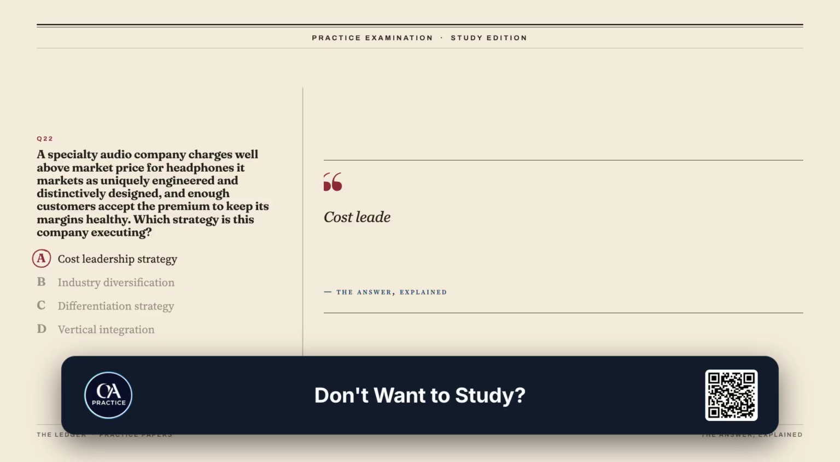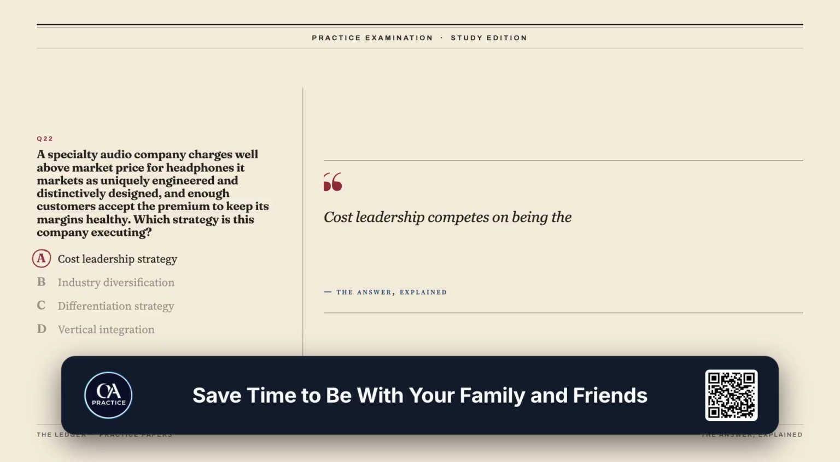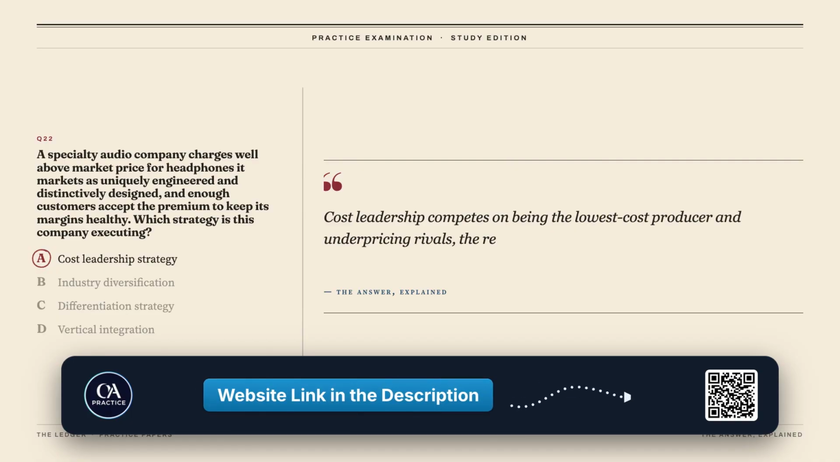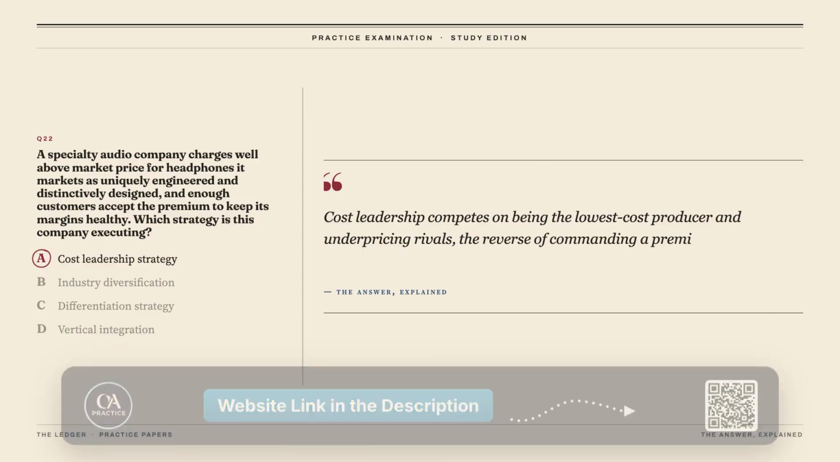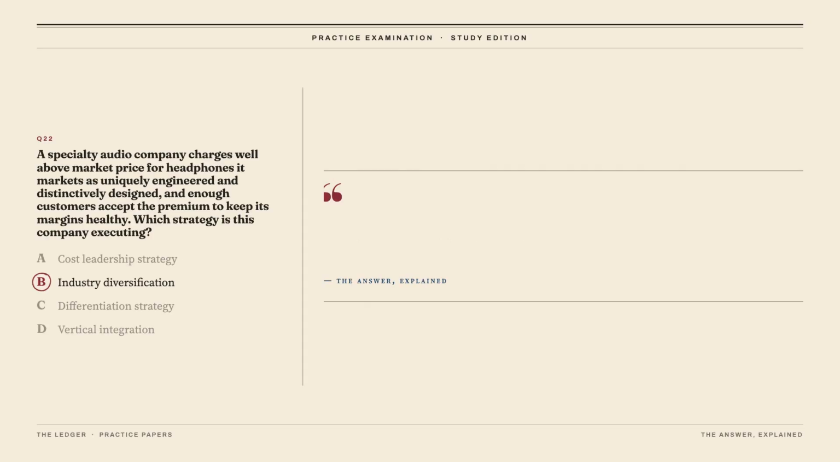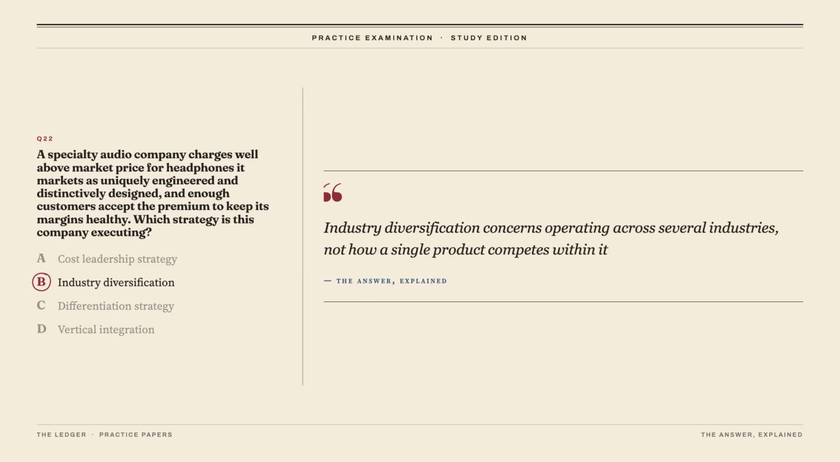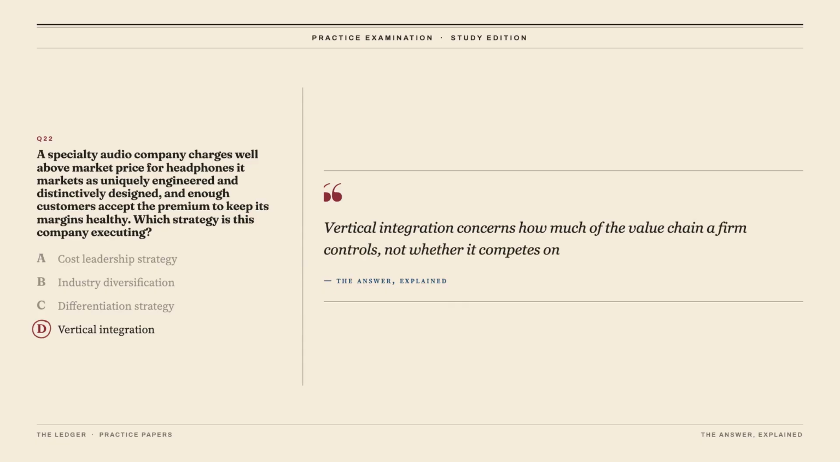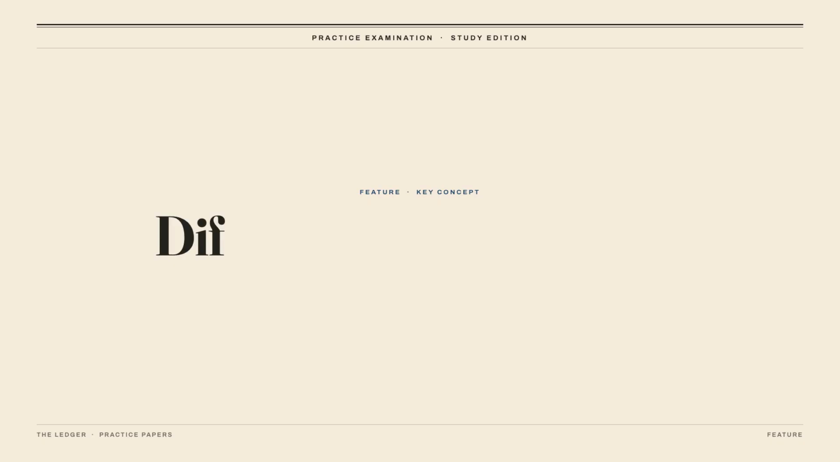A is wrong because cost leadership competes on being the lowest cost producer and underpricing rivals, the reverse of commanding a premium on uniqueness. B is wrong because industry diversification concerns operating across several industries, not how a single product competes within its market. D is wrong because vertical integration concerns how much of the value chain a firm controls, not whether it competes on price or on a differentiated offering.